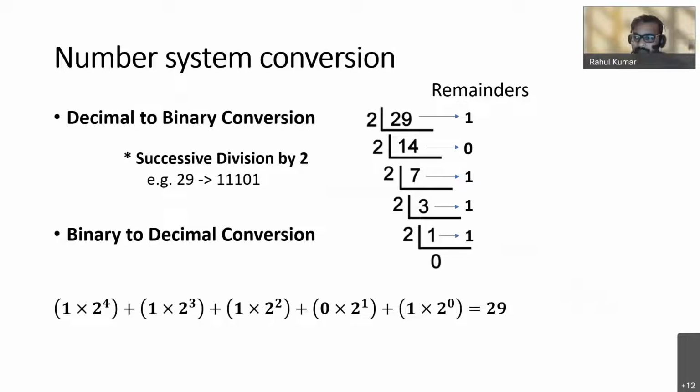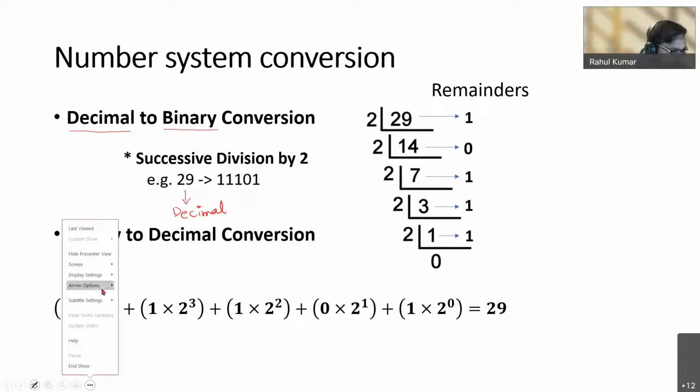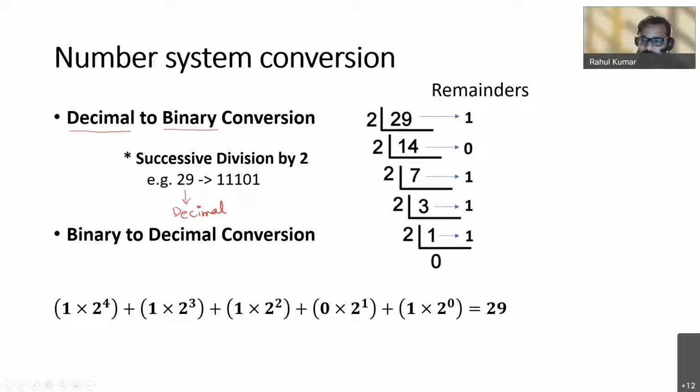Now, let's take one of them at a time and see how we can convert them. Let's say we have a decimal number and we want to convert it into binary. For example, I have taken 29 as my decimal number. To convert it into binary, you do successive division by 2. Let me turn on the arrow option. Because I'm using a pen here, even the location of the pen should be visible in the slides. Otherwise, I'll be marking.